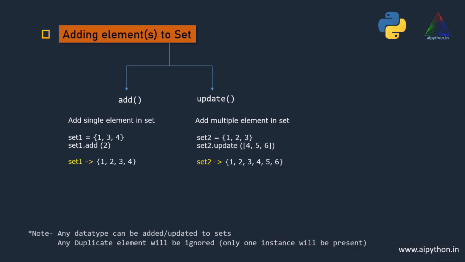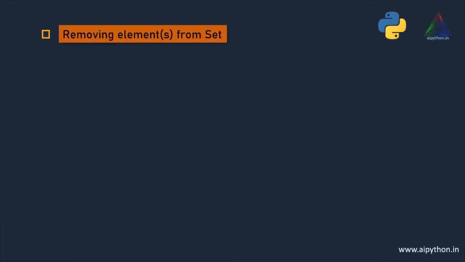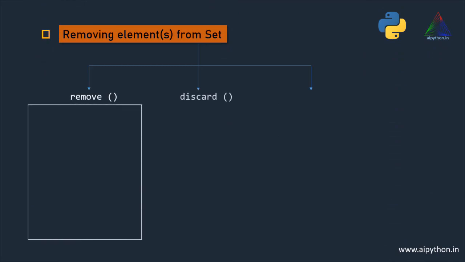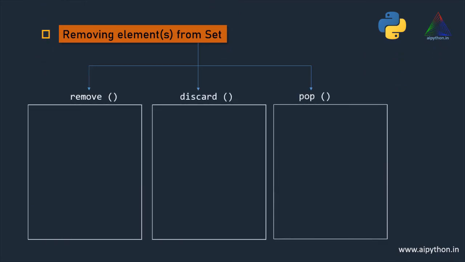Now moving ahead, we'll see how to remove an element from a set. To remove an element, we have a bunch of functions called remove, discard, and pop. These three are used for different purposes.